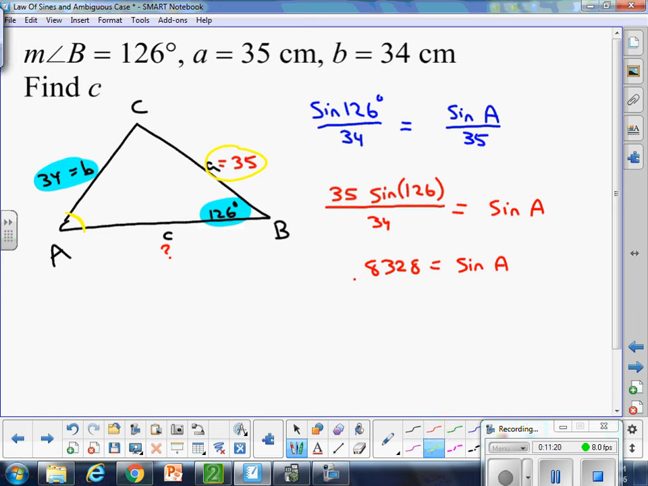Okay, and then again, doing inverse sine of that number, just like the first example, I'm getting A is approximately 56.38 degrees, 39 if we round.